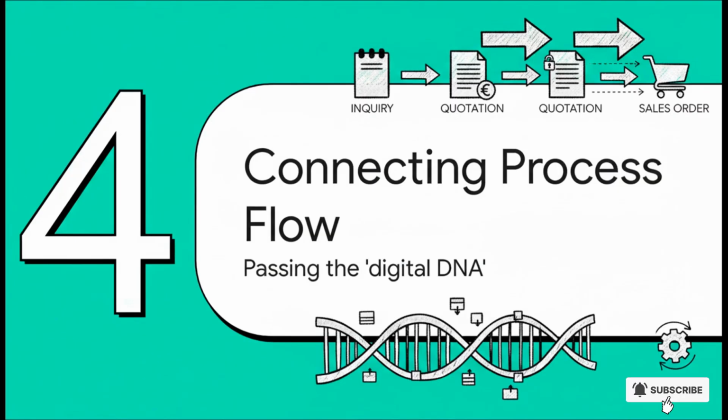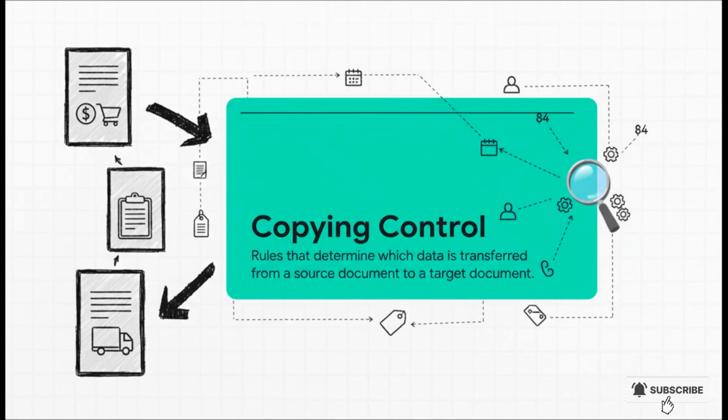So we've got all these different documents, right? An inquiry, then a quote, then an order. But how does this system know they're all part of the same story? Well, the answer is an incredibly powerful feature called copy and control. Think of copy and control as the digital glue that holds your entire sales process together. It's a huge set of background rules that says, okay, when you create a sales order from a quotation, I want you to copy the customer data from the header, the materials from the items, but not the delivery date. It's like passing the digital DNA from one document to the next.